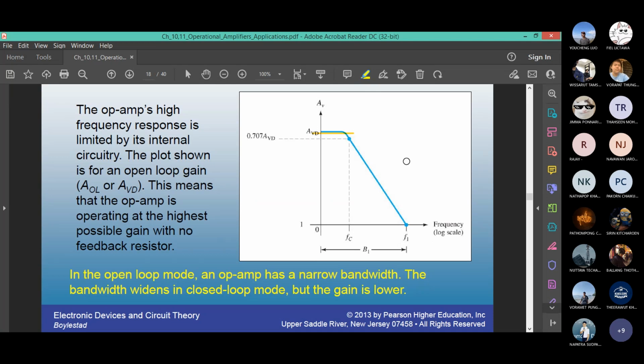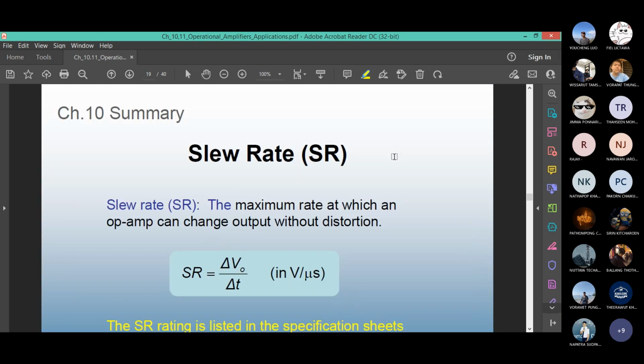With no feedback resistor, you have the top gain. Once you connect the feedback, it decreases. Slew rate is the maximum rate at which the op-amp can change its output without distortion.